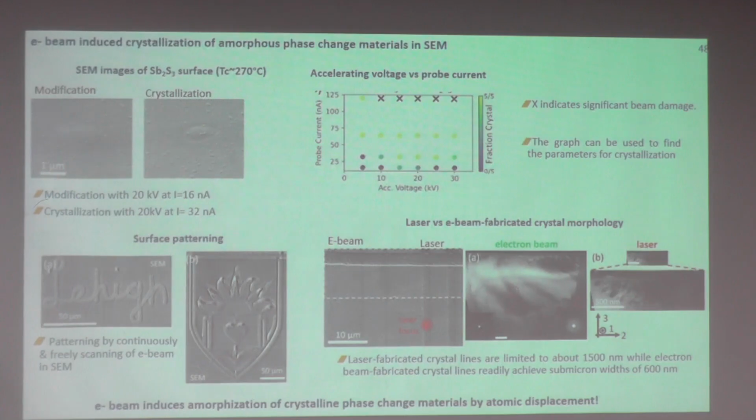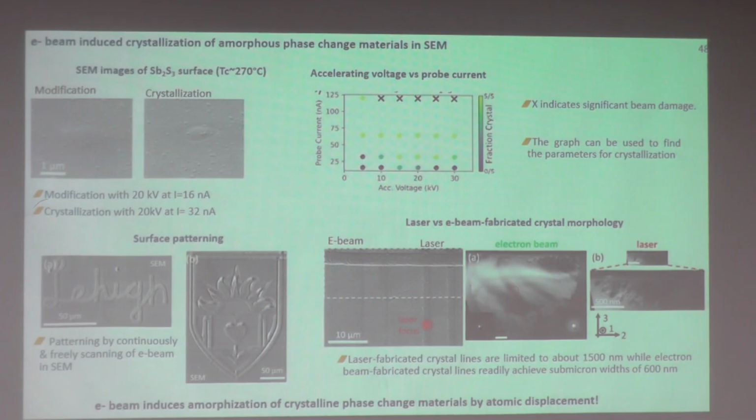So now let us look at the electron beam modification induced by a scanning electron microscope. Here this is also another phase change material which can be used for optical applications. This is a typical antimony sulfur glass. It's not like the phase change materials. It has slightly different properties and bonding. It's more covalent, a more stable glass.